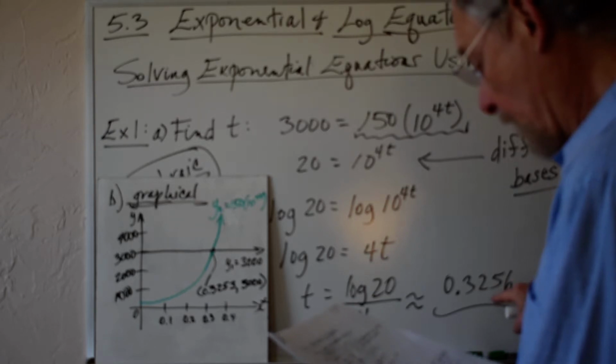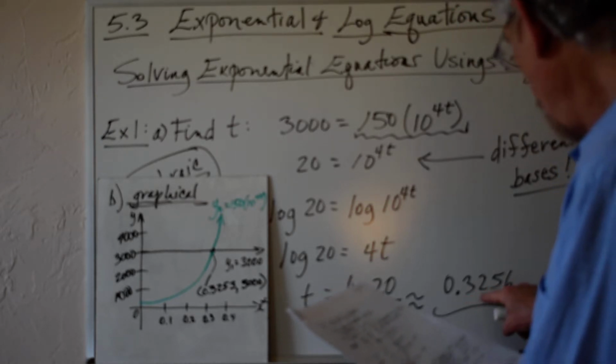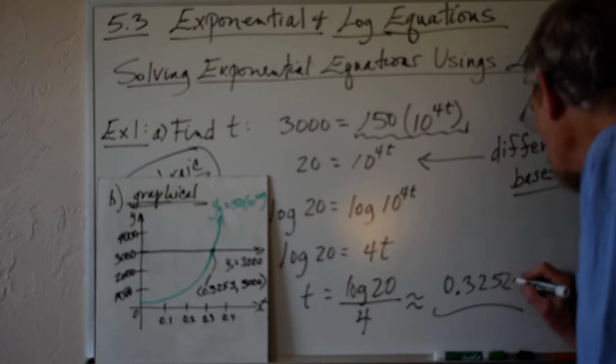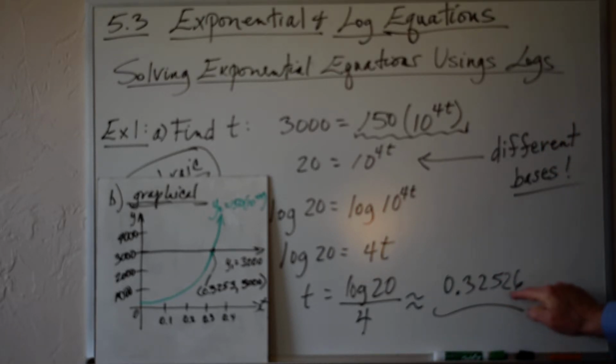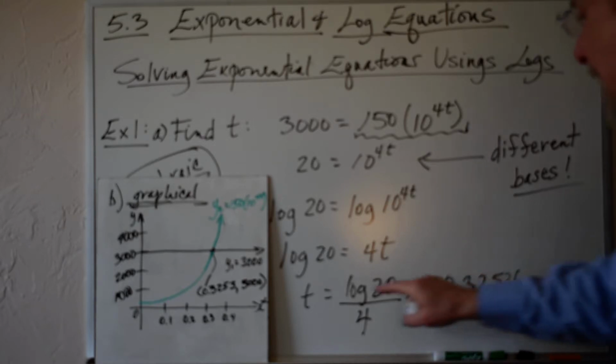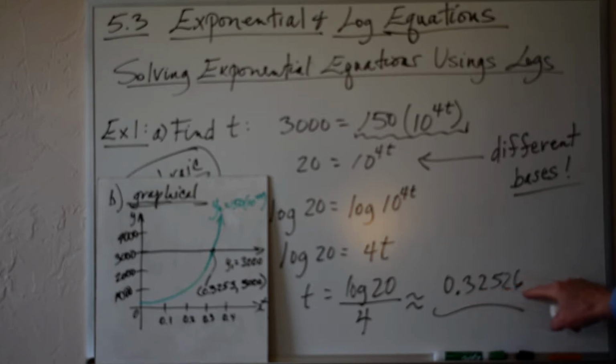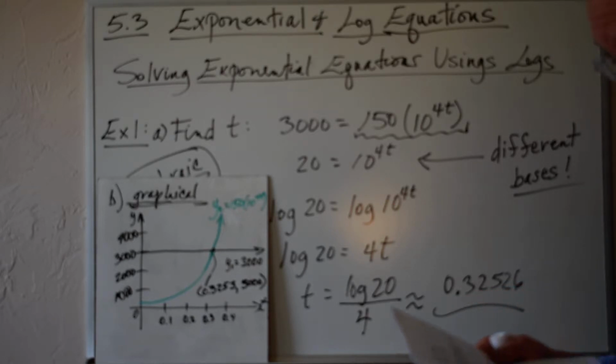It's a little different from what I have written here. This should be 0.32526. I lost a digit over here. So when you round this up, you would get that 3 that we're seeing in the 4th decimal place there. Now we actually have 5 decimal places here.